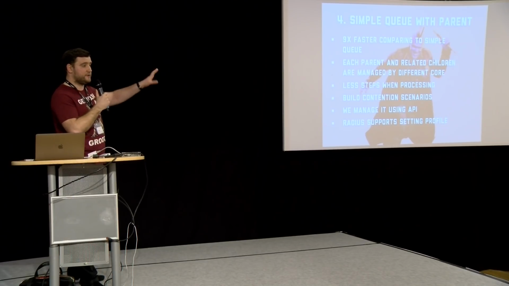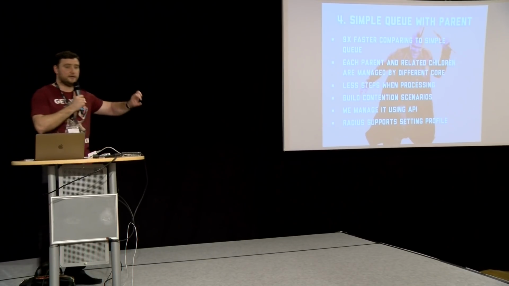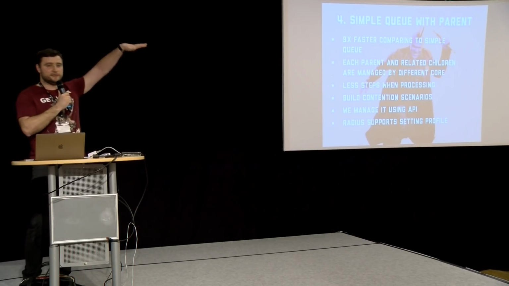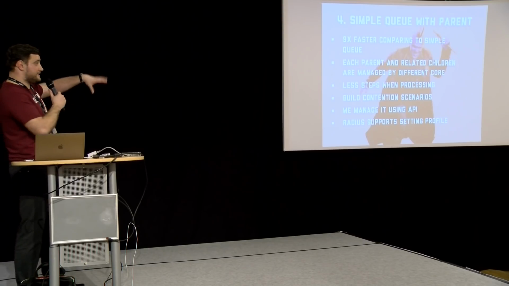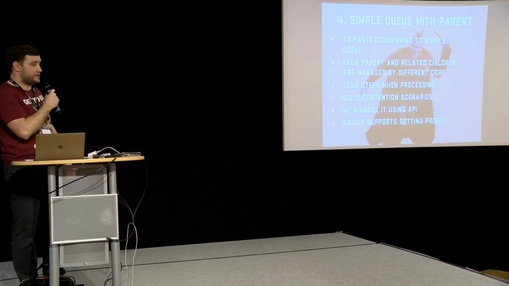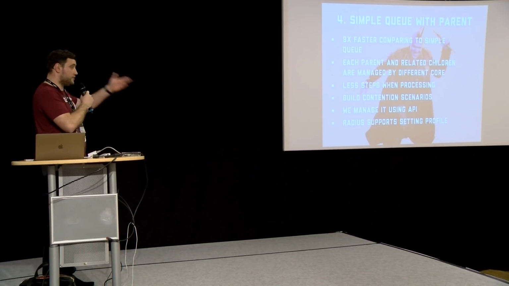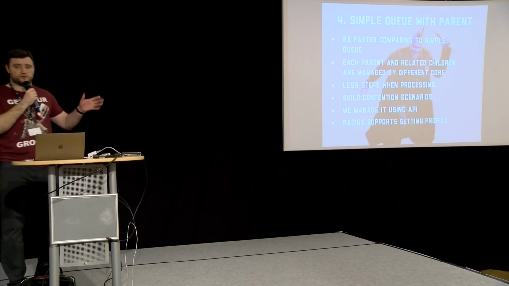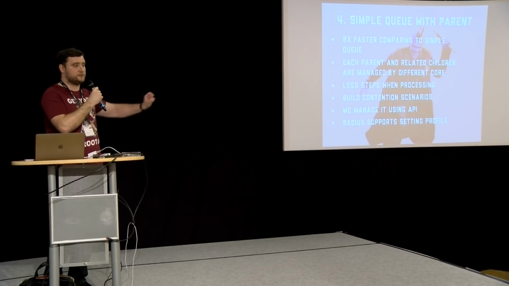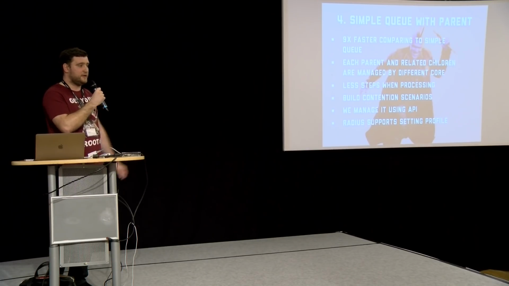What is the difference? The difference is that I take the simple queue and I attach it to some parent. So I have a parent, and on the parent I will create simple queues. Less steps needed for processing. I can build some kind of contention aggregation scenarios on it, manage it through API, but Radius also supports setting the profile. It's a new update which was launched, I think, a few months ago. They added the option that in your Radius reply, you can also specify the profile to which you match the customer, the PPPoE profile.